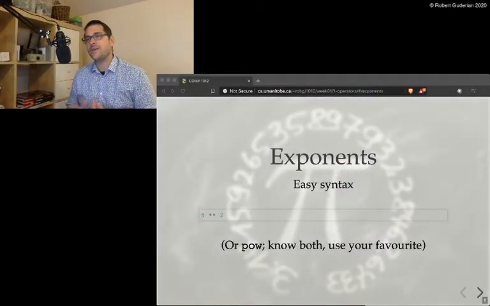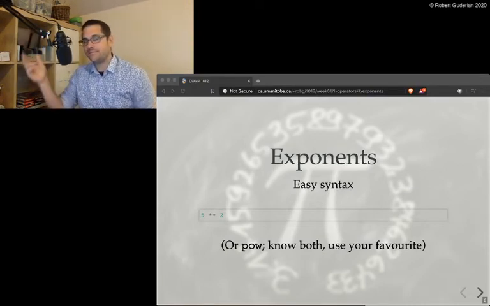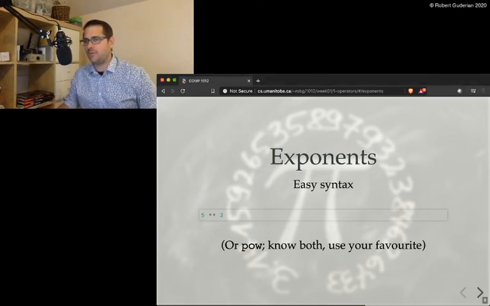You'll hear me say this a few times in this course. Know both. Be able to read both. Use your favorite. So we tend to have a favorite way of doing things, and that's fine. Keep on using that. Generally, you'll only use one, but once you see the other, you'll have to know how to read it. And generally, it's kind of easy.